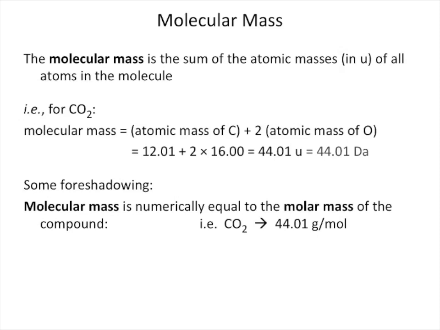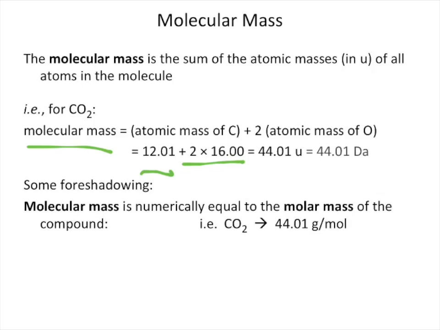So let's introduce the concept here. If you want to know the mass of the molecule, you simply add up the mass of all the atoms involved in that molecule. So say you have carbon dioxide, your mass of the whole molecule is just the atomic mass of carbon, because there's only one carbon, and then 2 times the atomic mass of oxygen, because there's 2 oxygen atoms in this molecule.